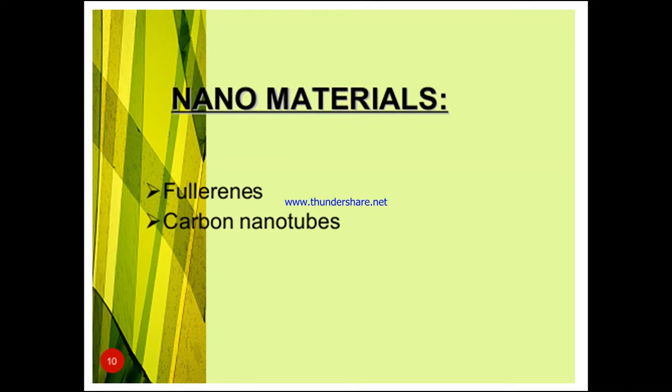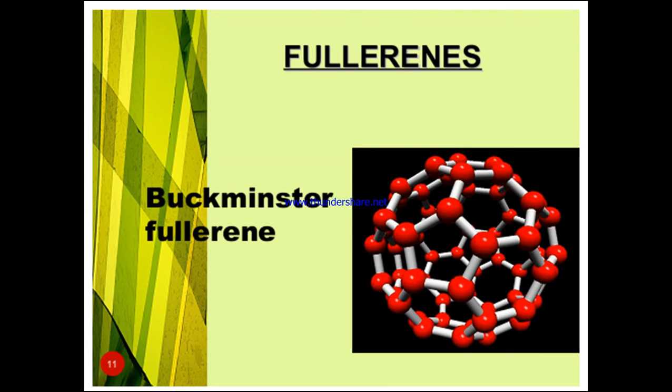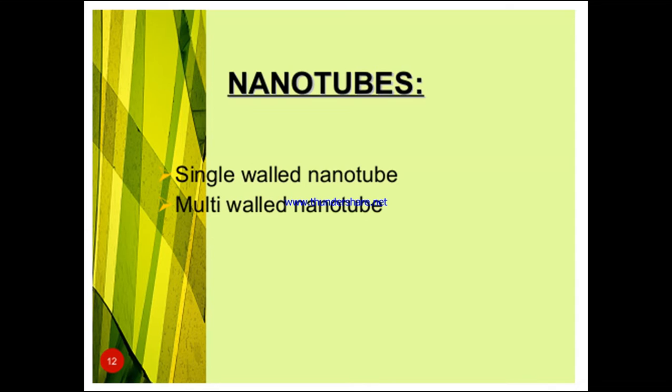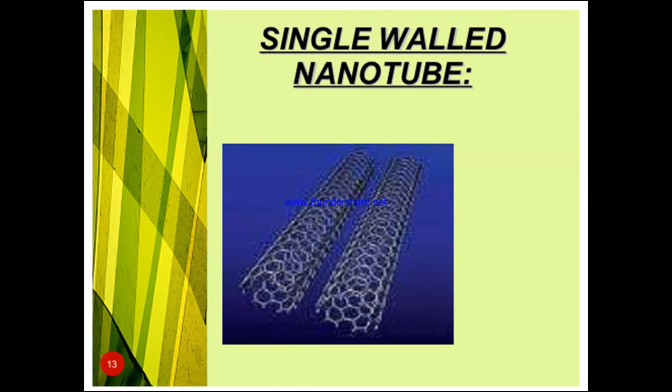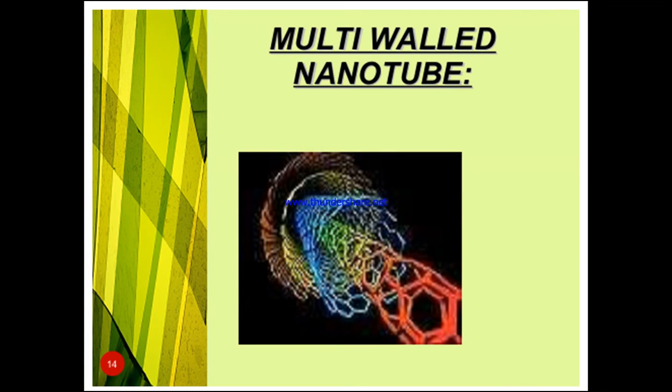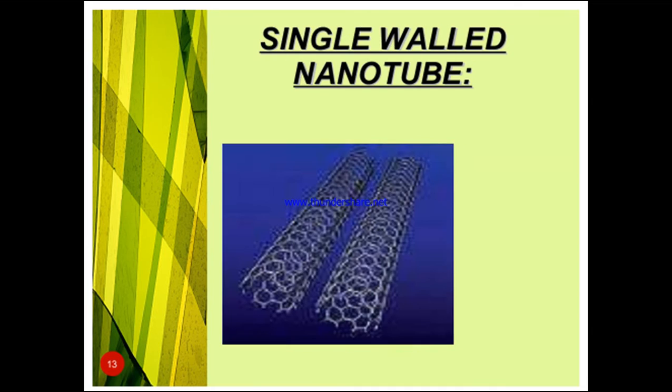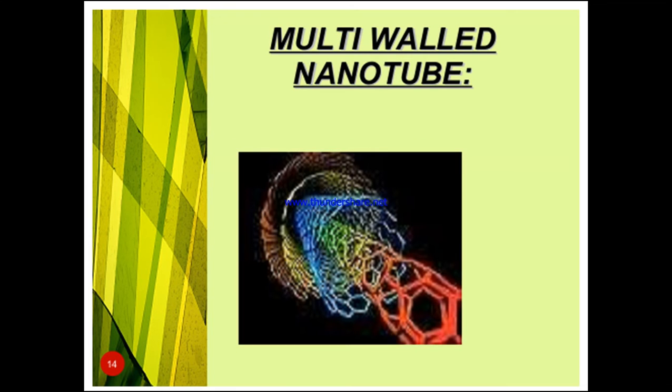Nanomaterials: fullerenes and carbon nanotubes. Buckminster fullerenes are formed by joining atoms to atoms in atomic layers to create a fullerene. We have single-walled nanotubes and multi-walled nanotubes. Single-walled nanotubes have a single layer of material, and multi-walled nanotubes have multiple layers.